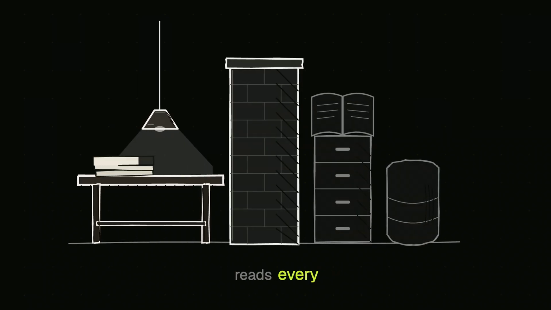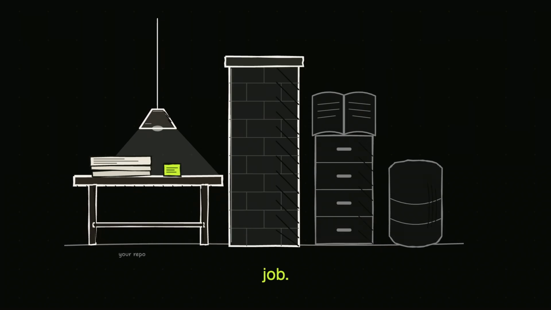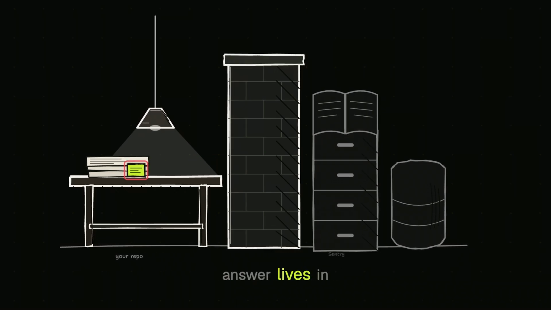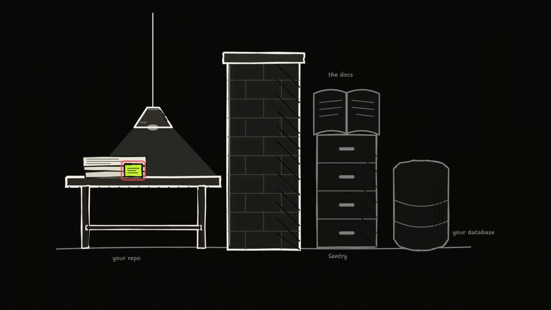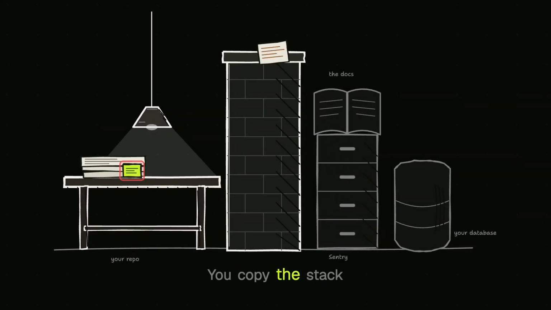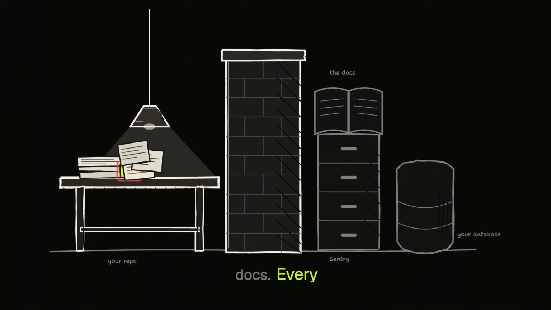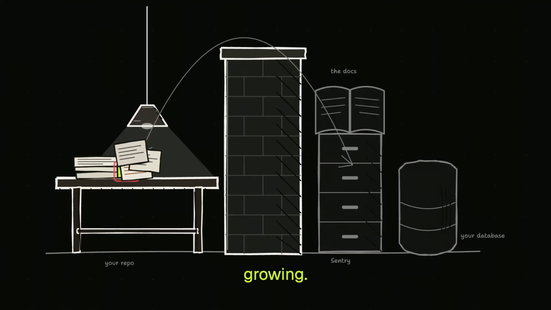Claude Code reads every file in your repo and edits any of them, which is most of the job. Ask it why checkout broke last night and it stalls. That answer lives in Sentry, and Sentry sits outside the workshop wall. So you become the hands: you copy the stack trace over the wall, then the schema, then the docs. Every question costs you a round trip, and the pile on the bench keeps growing.